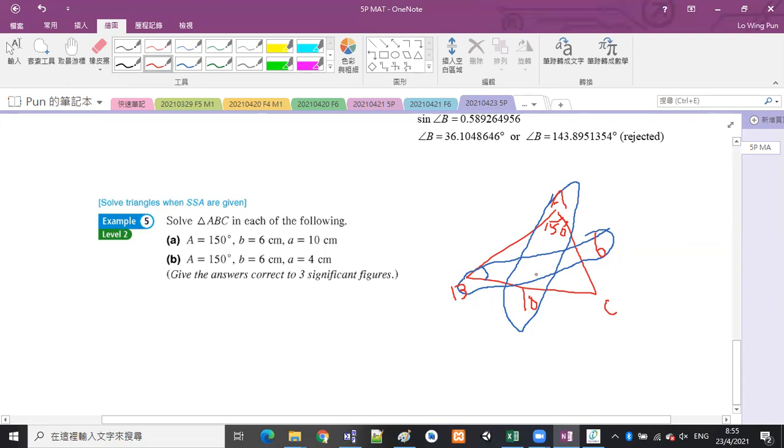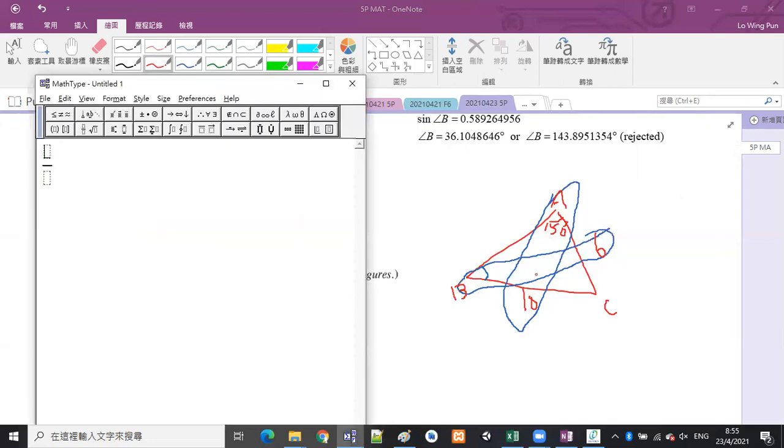So now I have to find angle B first. I can't find angle C first. I can't find length C first. Do you understand? But the only thing I can find at this moment is angle B. Okay, using the sine formula. So sine angle B divided by length B, that is 6, is equal to sine angle A, 150 degrees divided by 10.